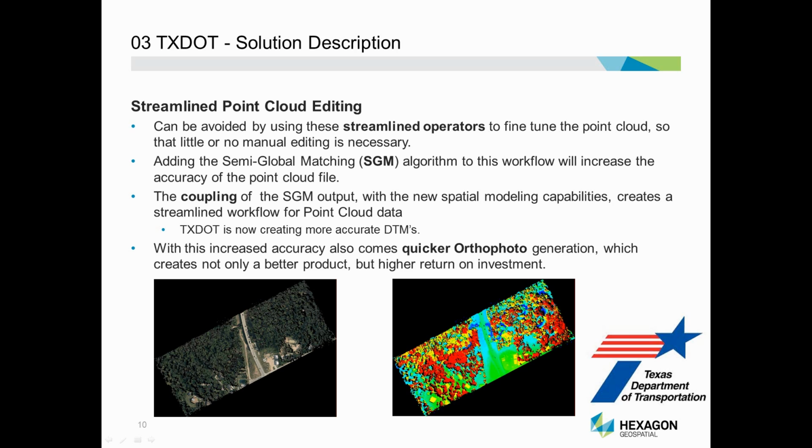So the coupling of this SGM output with the new spatial modeling capabilities creates a streamlined workflow for the point cloud data. The solution here is essentially this coupling, using this higher accuracy DTM with the spatial modeling capabilities for fine-tuning the editing automatically, which is now creating much more accurate DTMs. With this increased accuracy also comes quicker orthophoto generation, which, if you have quicker orthophoto generation, is a better product. And not only that, more importantly is the return on investment that you get from that.